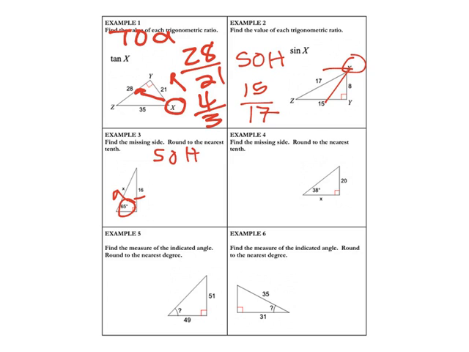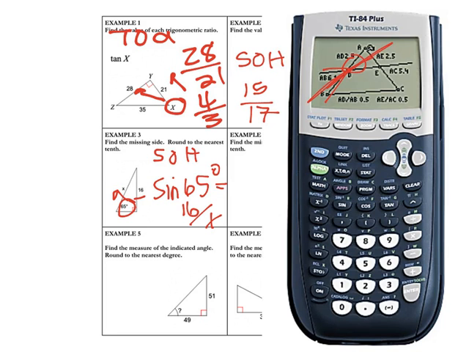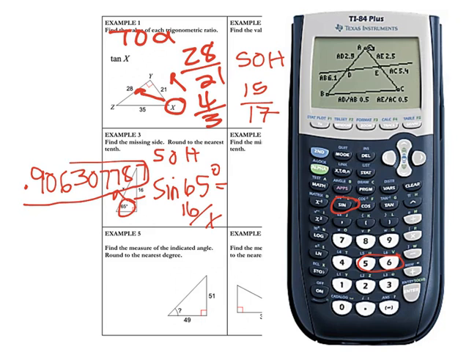So we're going to figure out the sine of 65 degrees is equal to 16 over x. So we need our calculators for that. When you're trying to do this, you're going to hit sine and then 65, and then it's going to give you this very long decimal.